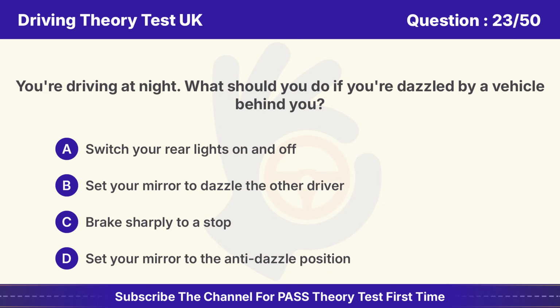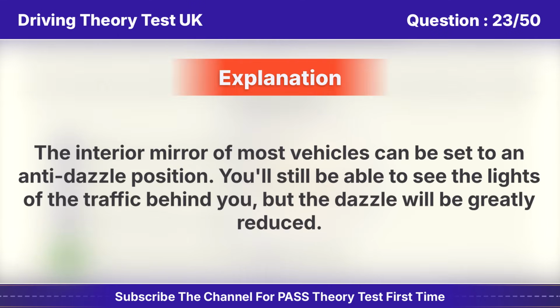Question 23. You're driving at night. What should you do if you're dazzled by a vehicle behind you? Answer is D. Set your mirror to the anti-dazzle position. The interior mirror of most vehicles can be set to an anti-dazzle position. You'll still be able to see the lights of the traffic behind you, but the dazzle will be greatly reduced.